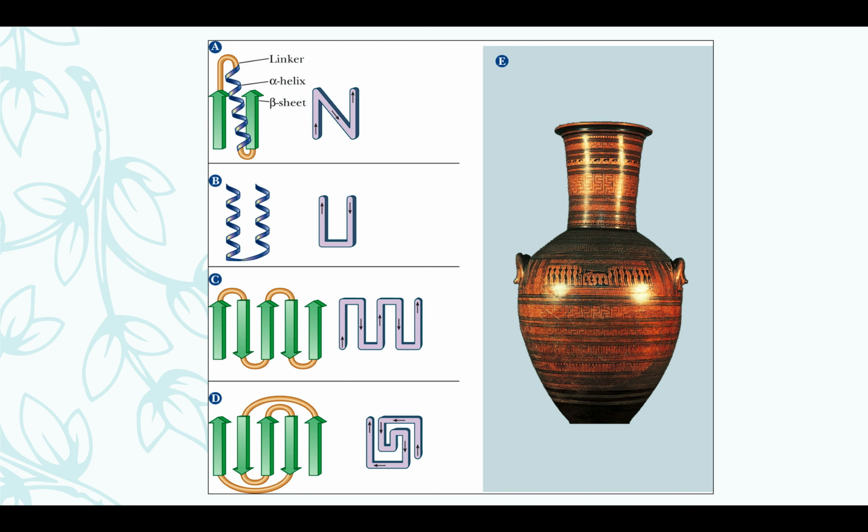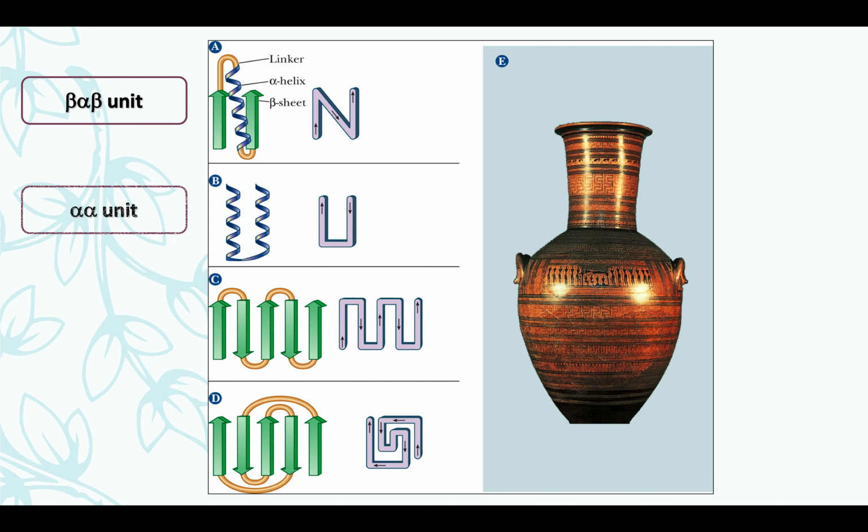Okay. So here are some examples of your supersecondary structures. A here is your beta alpha beta unit. You have here two parallel strands of beta sheets connected by a stretch of alpha helix. B here naman is your alpha alpha unit. You have here two anti-parallel alpha helices.